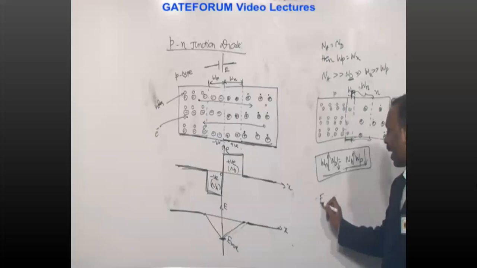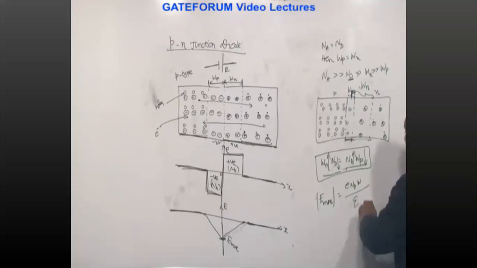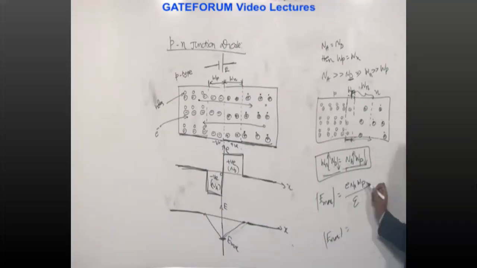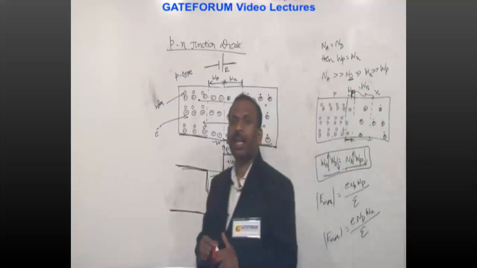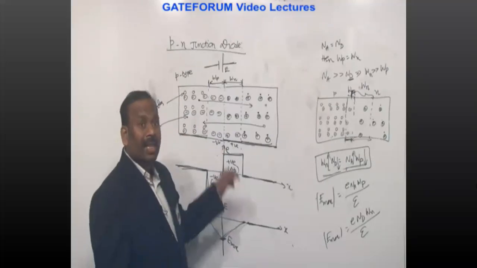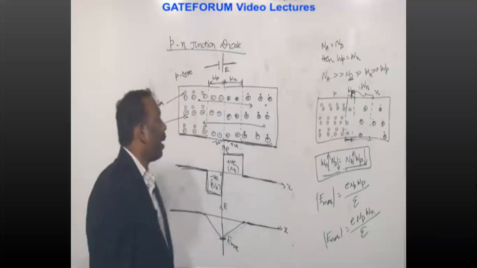Then there is one more formula. The maximum electric field is equal to q Nd Wn by epsilon, or q Na Wp by epsilon. This is in terms of Na and Wp, and this is q Nd Wn by epsilon. Either this formula or that formula, depending on the given data. The maximum electric field is at the origin, x equals 0, and that is nothing but at the junction. Its value will be given by q Na Wp by epsilon or q Nd Wn by epsilon. Clear? Next point.